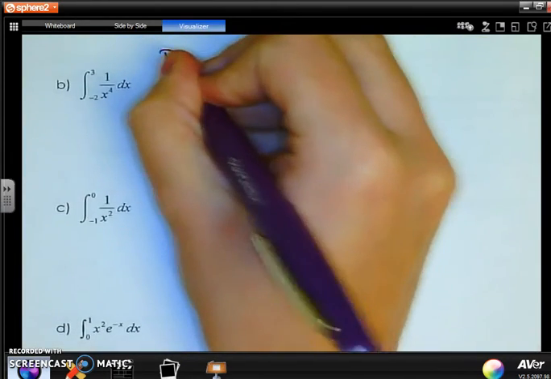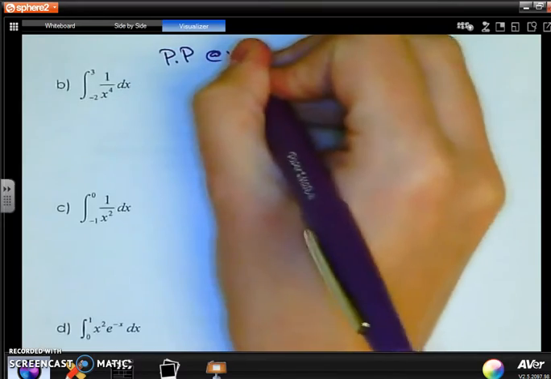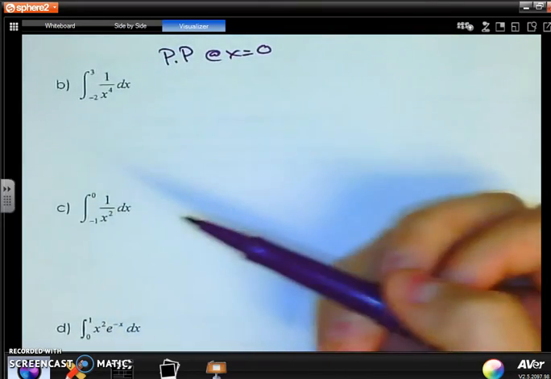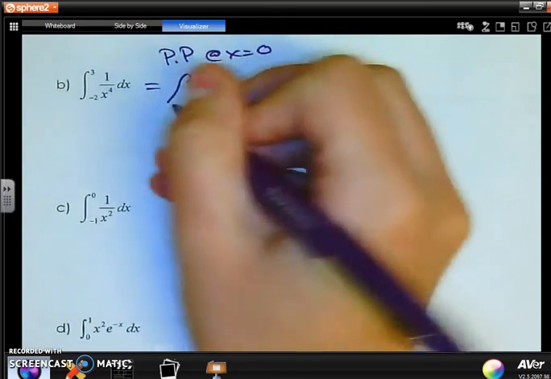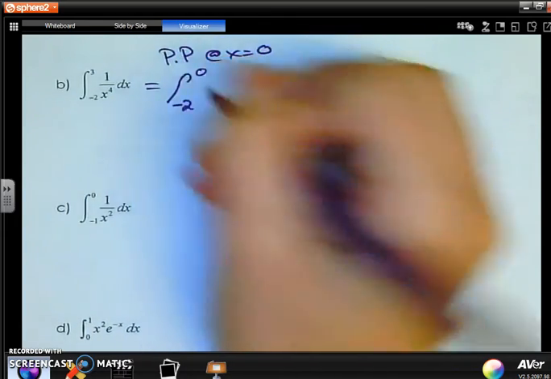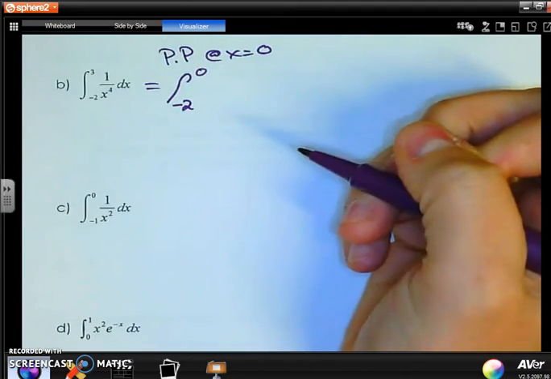So you'll see I wrote it as problem point at x equals 0, right? So that tells me that I need to break up this integral. To break it up, you're just going to write it as the integral from -2 to 0, because that's the problem point. You just break it up at the problem point.